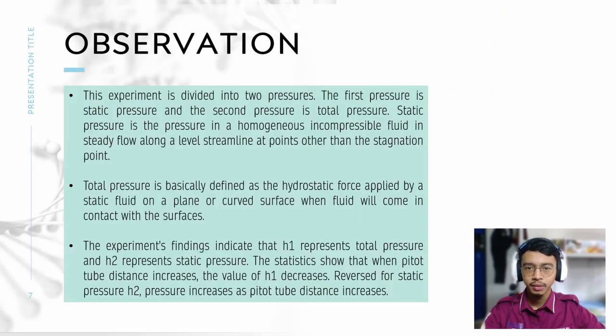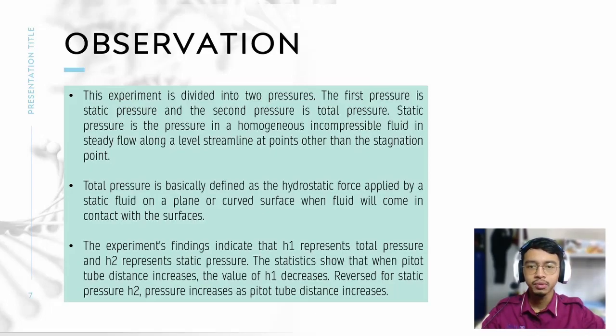Next is the observation. This experiment is divided into two pressures. The first pressure is static pressure and the second pressure is total pressure. Static pressure is the pressure in a homogeneous incompressible fluid in steady flow along a level streamline at points other than the stagnation point. Total pressure is basically defined as the hydrostatic force applied by a static fluid on a plane or curved surface when the fluid comes in contact with the surface.